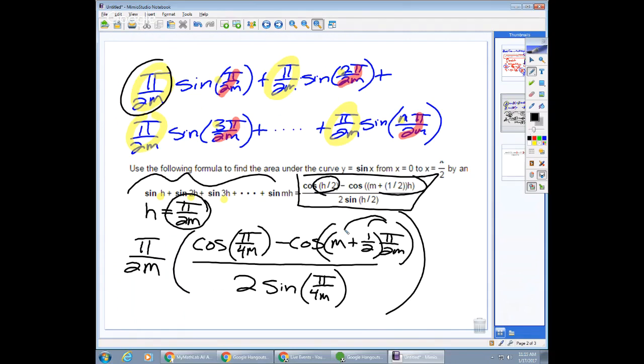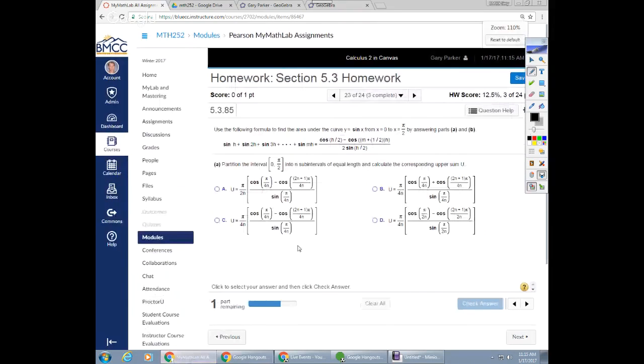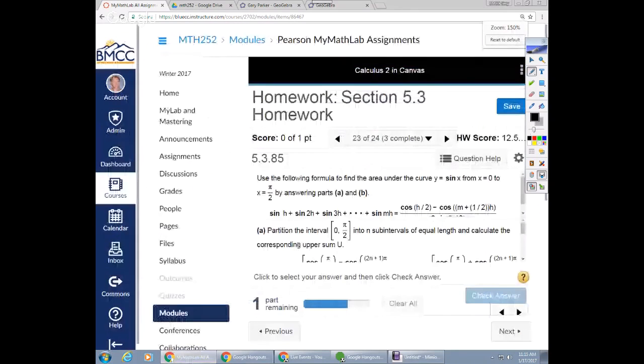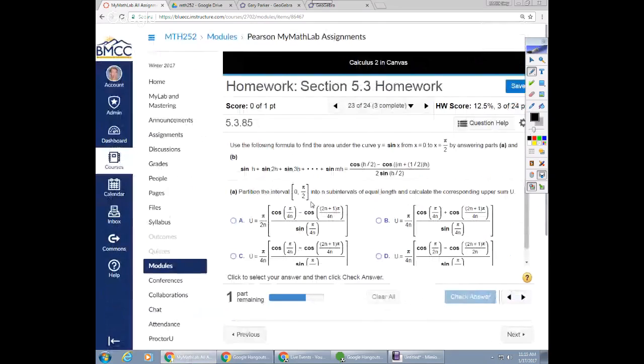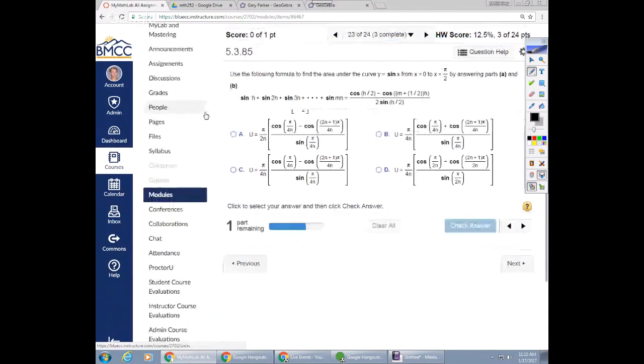So now we have to say which of those options it best looks like. They give us 4 options. So help me discriminate here. Let's blow that up so it's more readable. Oh, if it gets more readable, then we lose the screen. That's about as big as I get. Okay, so which one? Let's see, we got our cosine of pi over 4n. Oh, they cleaned up that second cosine.